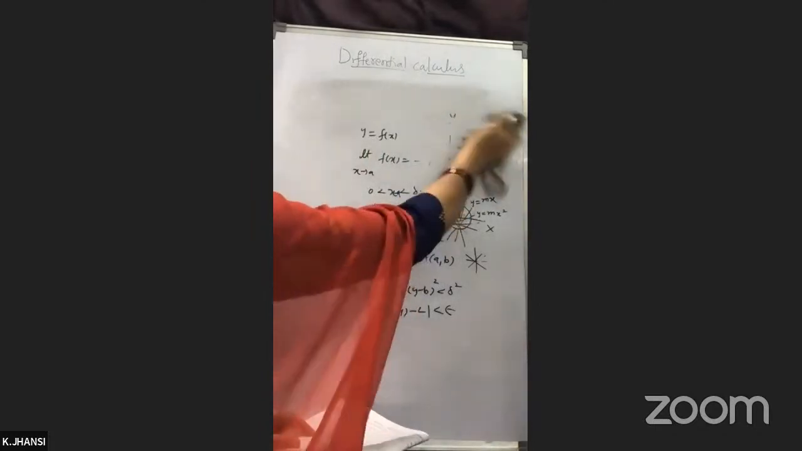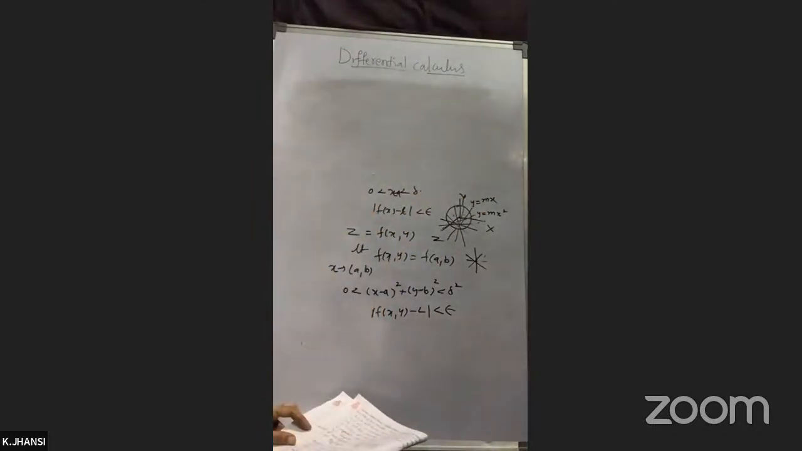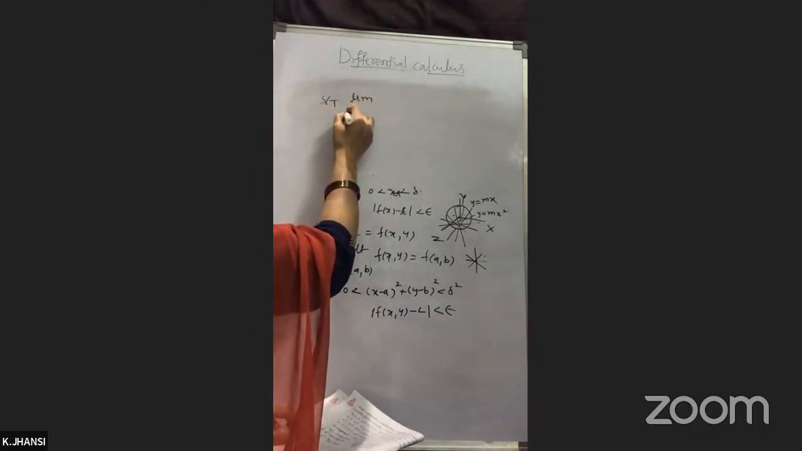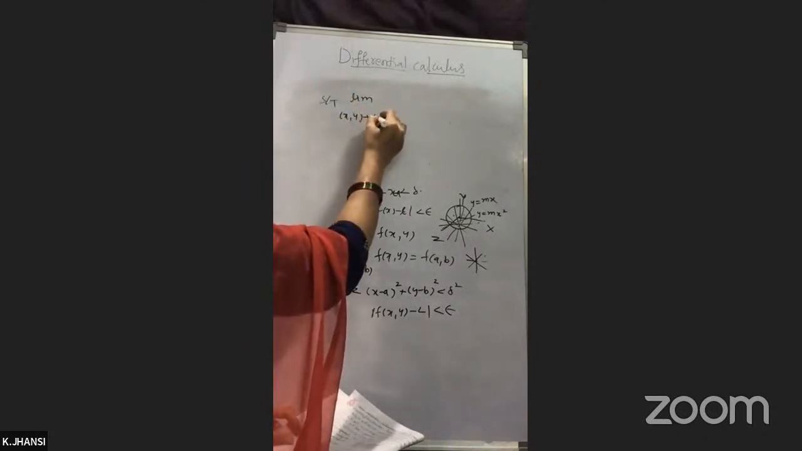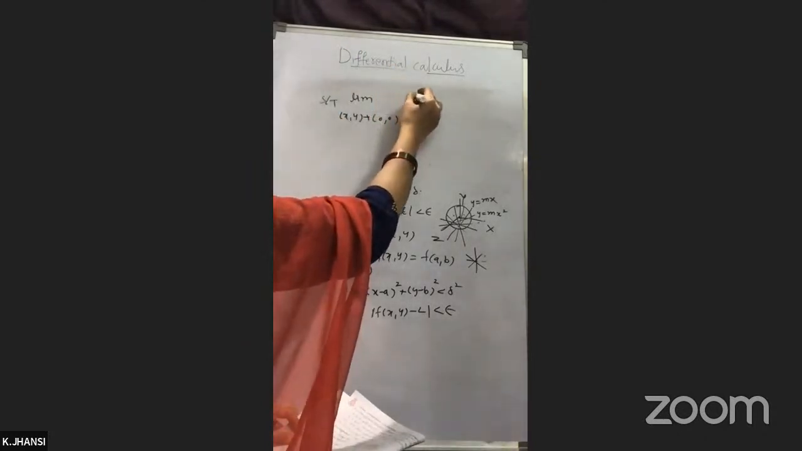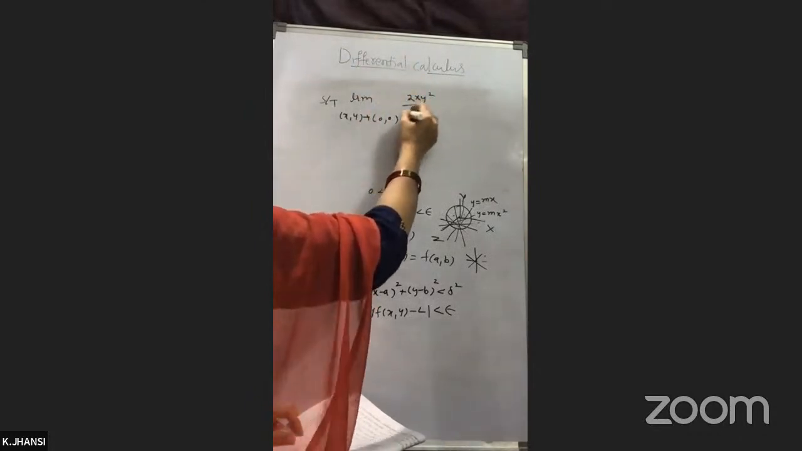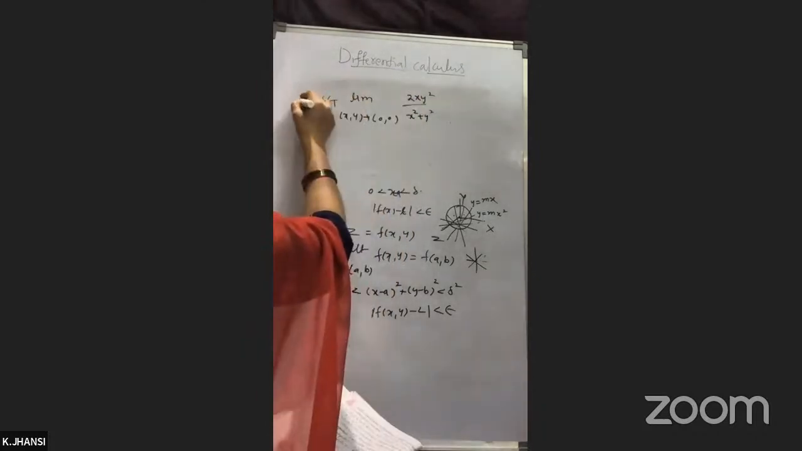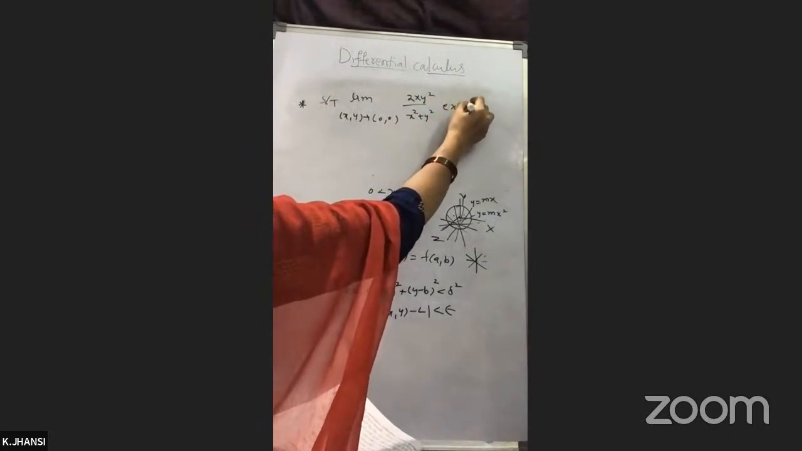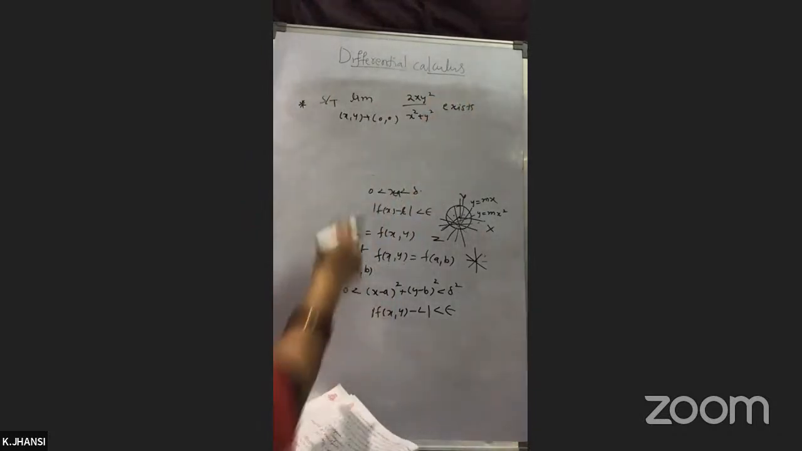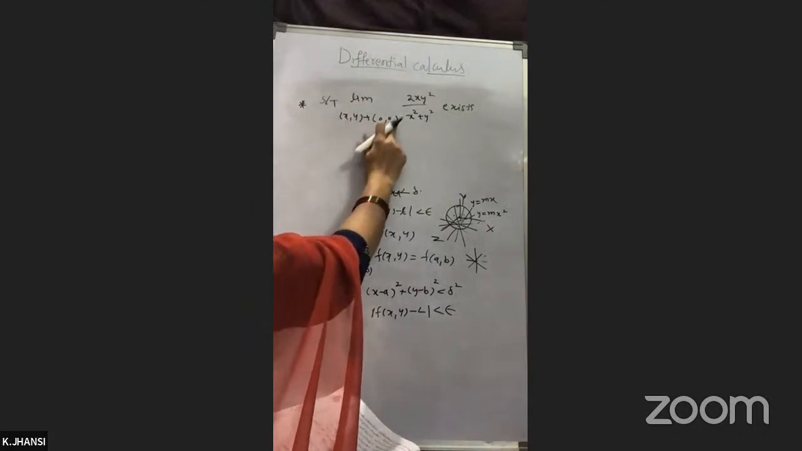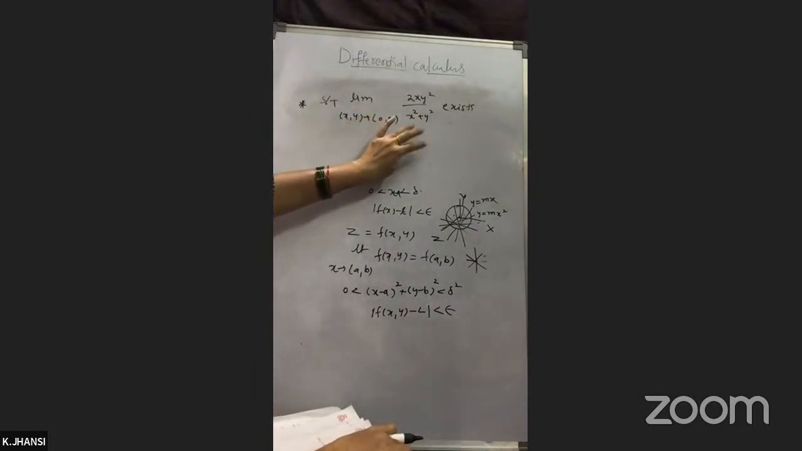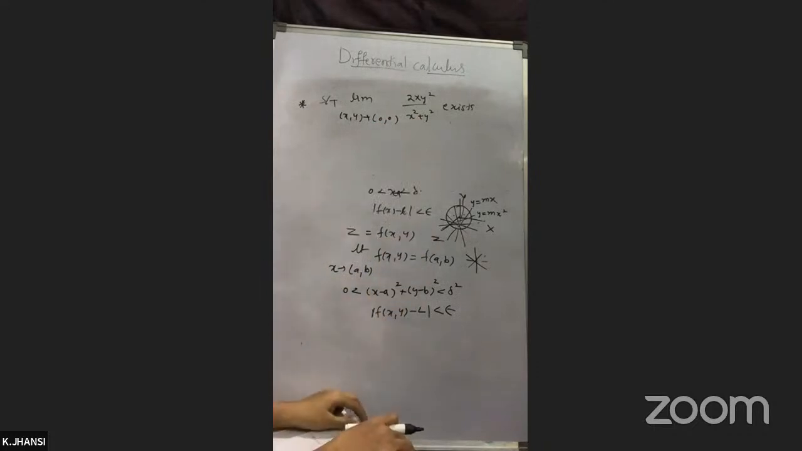Show that the limit as (x, y) tends to (0, 0) of 2xy square by x square plus y square exists or not. The function will be given like this. What is the function? Limit (x, y) tends to (0, 0) of 2xy square by x square plus y square. This limit exists for this problem only. You can show that even continuity is satisfied.